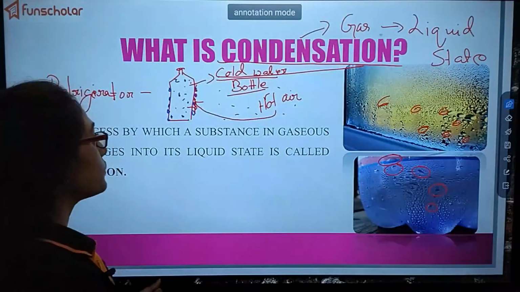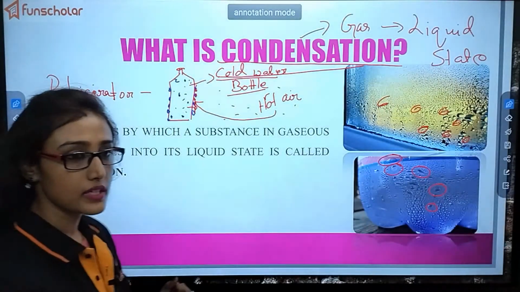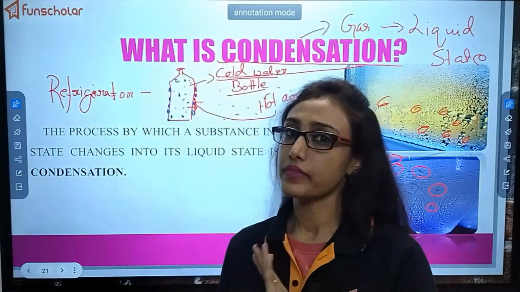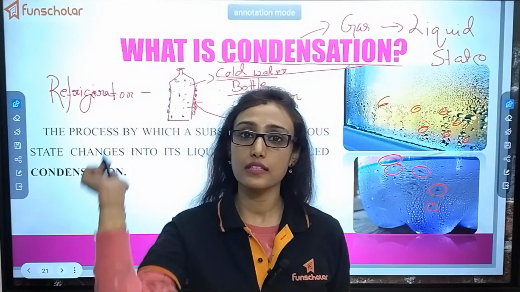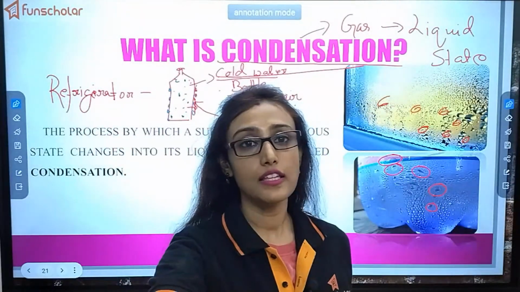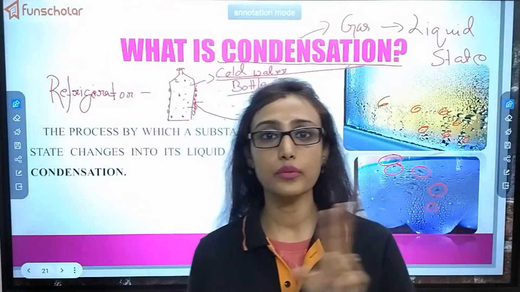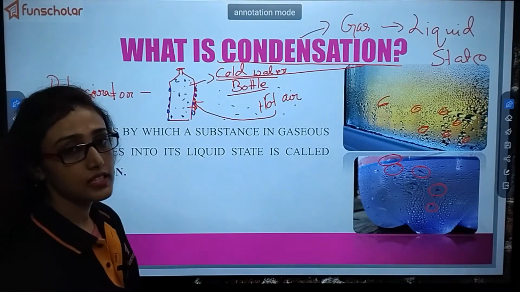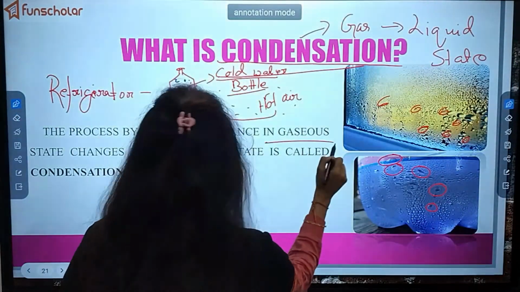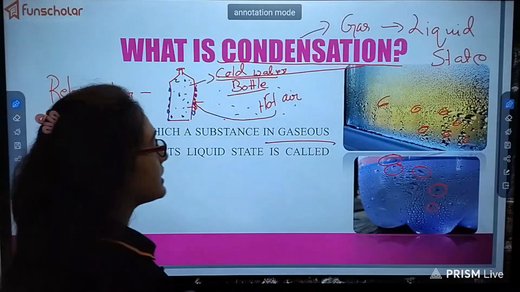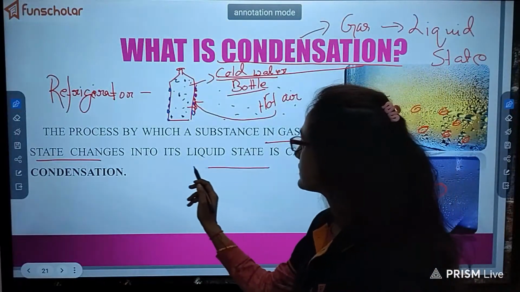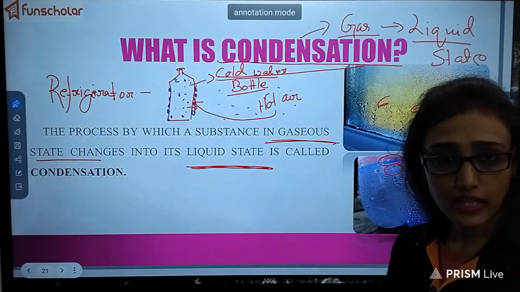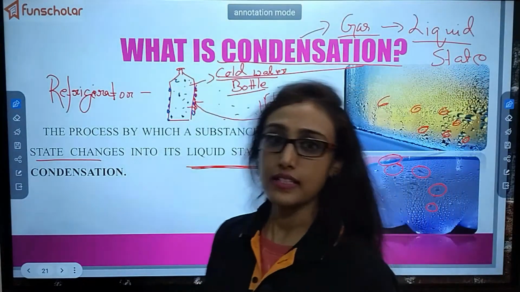So understood now why, with a cold drink bottle, after some time you find water outside the bottle. The water does not come out. It is the water vapor which is being deposited over there due to the difference of temperature. So what is condensation? Condensation is such a process by which gaseous state of matter is changed into what? Nothing but liquid state. Gas into liquid, that is condensation.